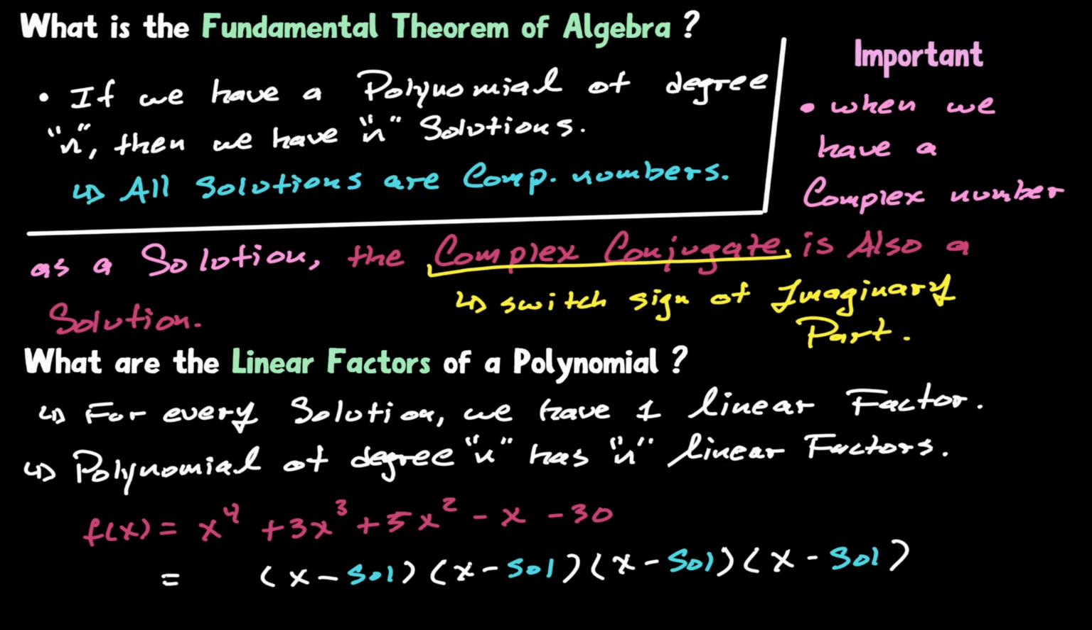The reason why we call them linear factors is because the highest degree in every single one of those factors is of a value of 1. We do not know what the constant is, so let's just call that A.